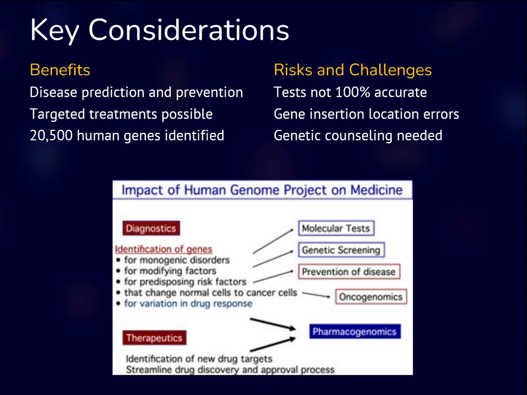While genetic testing and gene therapy offer numerous benefits, they also represent challenges. First, accuracy. Genetic tests may yield false positives or negatives, leading to potential misdiagnoses. Next up, gene insertion errors. Introducing new genes carries the risk of disrupting other essential genes, potentially causing unintended consequences. And lastly, genetic counseling. Given the complexity of genetic information, counseling is essential to help individuals understand their risks and make informed decisions.